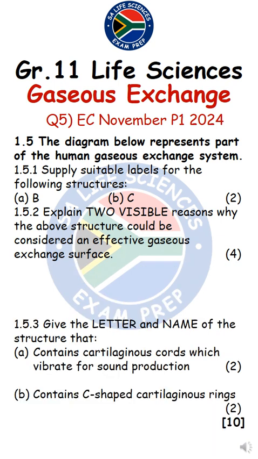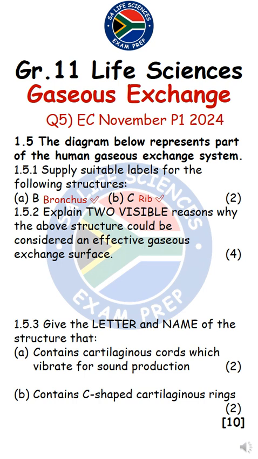So question 1.5.1 asks you to supply a suitable label for the following structures. Label B is the bronchus. Label C is the rib. 1.5.2 says, explain 2 visible reasons why the above structure could be considered an effective gaseous exchange surface. Now I want you to screenshot this question because this is a very popular exam question.